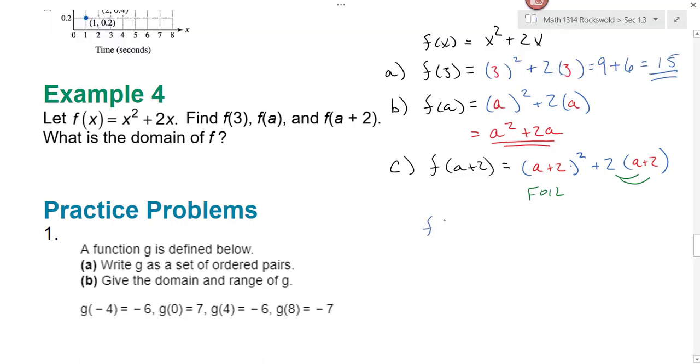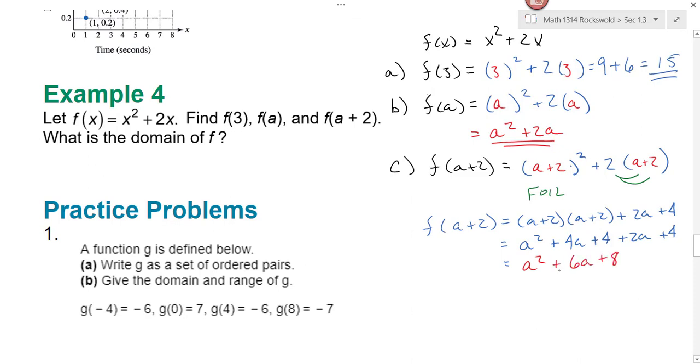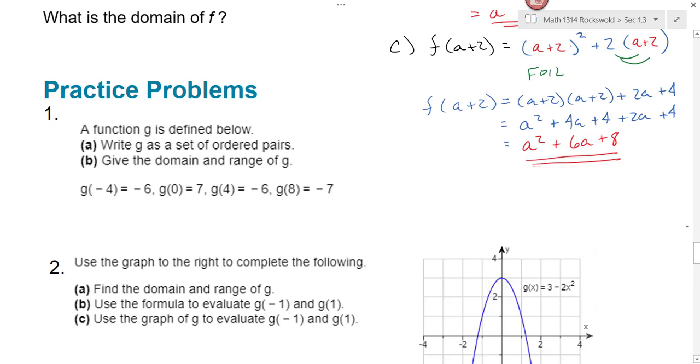So what we would say is f of a plus 2 is equal to a plus 2 times a plus 2 plus, and I'm going to go ahead and distribute that 2. That would be 2a plus 4. So when I FOIL this out, that's going to give me a squared plus 4a plus 4 plus 2a plus 4, and then I just combine my like terms, and that gives me a squared plus 6a plus 8, and that's multiplied out. We have some practice problems.